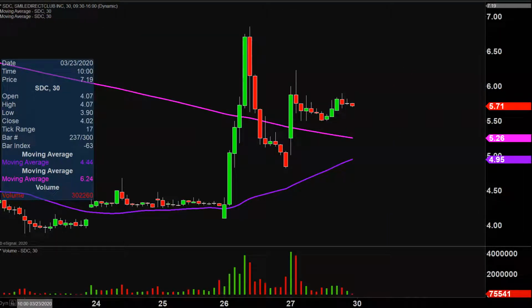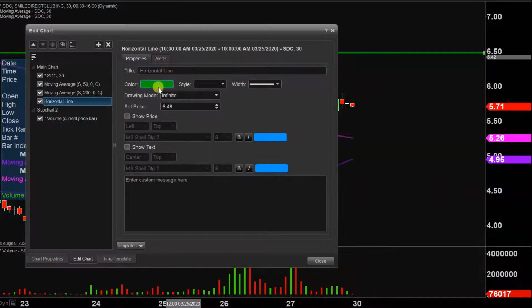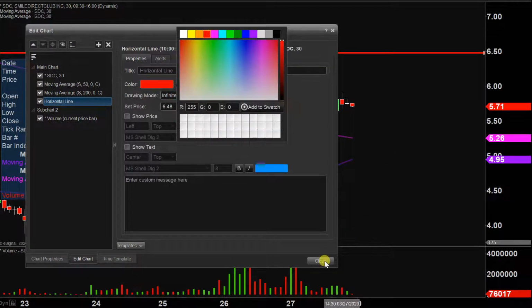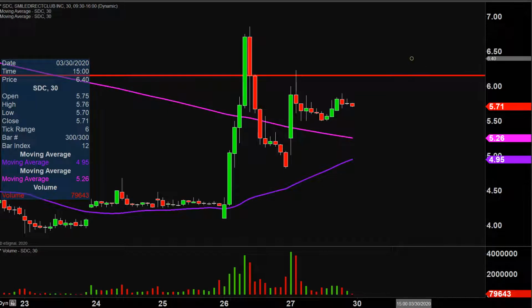As far as levels of resistance are concerned, and once again, applying the KISS method here for keep it simple, stupid, the level that everybody and their brother's uncle is going to be watching next week is right up here at $6.15. You go through the history of things, you can see going back to Thursday, that's where the price was rejected. And then you look earlier on in the day, and that's again where the price was rejected.